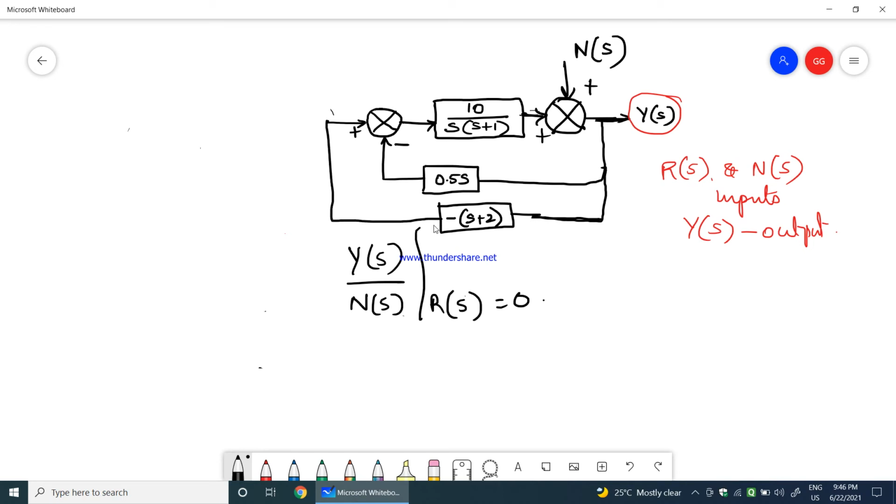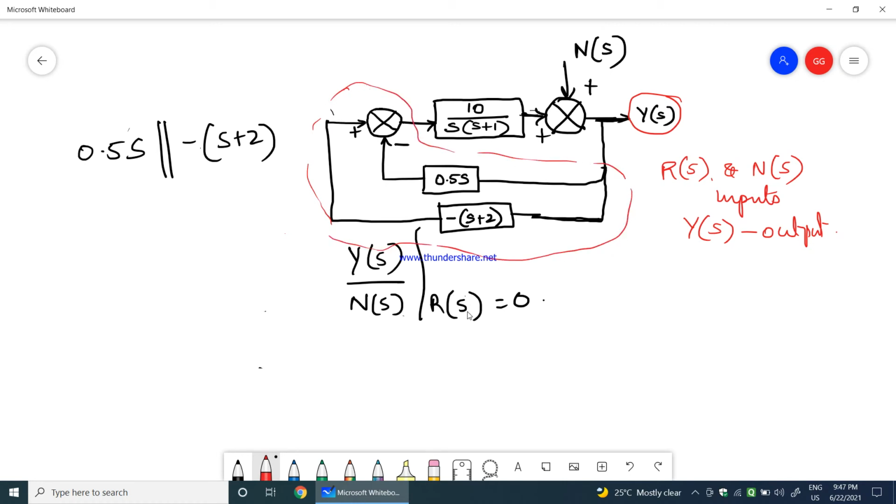Okay, so now you see this 0.5s and minus of s plus 2 both are coming to the summing point, both are arriving to the summing point. When both are arriving to the same summing point, can we say that 0.5s is parallel with minus of s plus 2, right? They both are meeting at the same summing point, then I can say that the point s is parallel to this summing point.